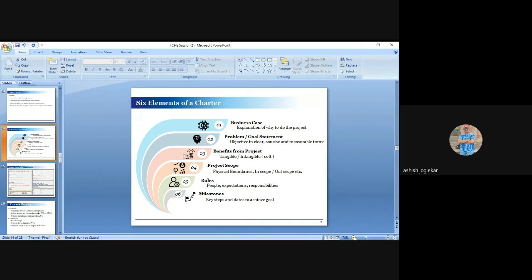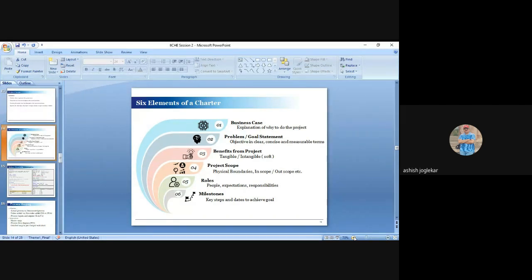The project scope. Scope is very important. What I am going to study in the project, what I am going to involve in the project. Are we going to involve sales, marketing, or only process, or only marketing? Whatever you are going to do, you have to define the scope. The fifth is roles. Who is going to do what role? There will be different roles in the project charter. When we see the charter, next slide, I will explain the roles.